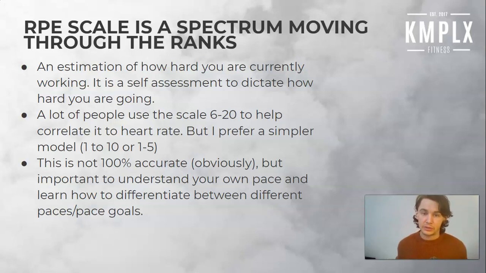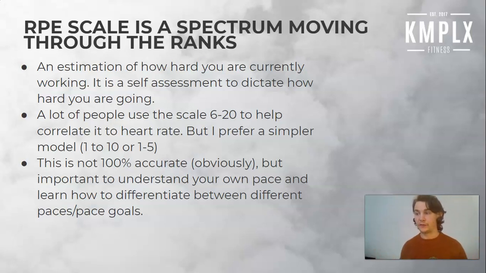A lot of people use the scale 6 to 20 to help correlate it to heart rate, but I prefer a simpler model of 1 to 10 or 1 to 5. With the 6 to 20 scale, 6 is minimal impact. When you wake up, your resting heart rate for the majority of the general public is around 60, and their max heart rate could be up to 200, or 220 minus their age. So they're trying to correlate this 6 to 20 spectrum with your heart rate.